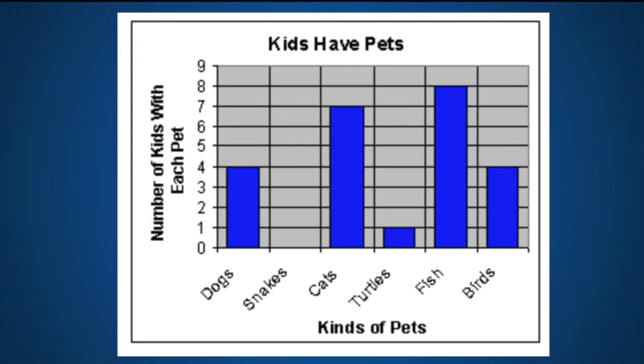Do you hear how I made a comparison there? I'll do one more. Let's compare fish and cats. You can see here the difference is only 1. I could say 1 fewer kid has a cat than the kids who have fish. Or 1 less kid has a cat than the number of kids who have fish.